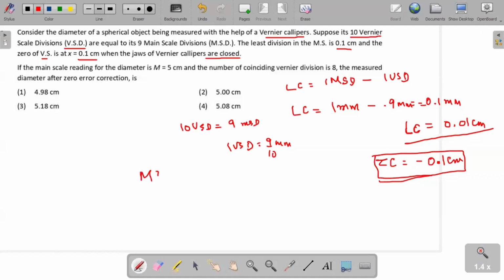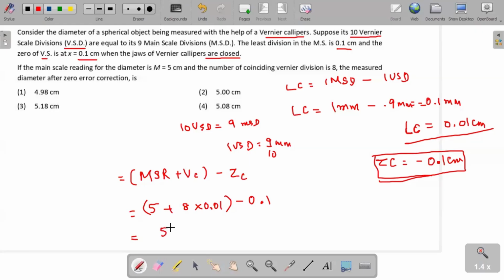Main scale reading plus vernier coincident minus zero correction, because here it is minus. Main scale reading is 5 centimeter plus vernier coincident is 8. 8 times least count 0.01 centimeter, because we are keeping everything in centimeter, minus 0.1 centimeter, which is also in centimeter. So we'll do this. This is the correct answer. This is the diameter of the wire.